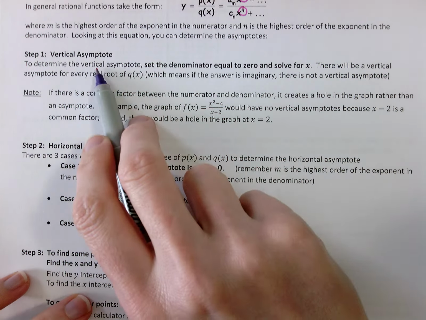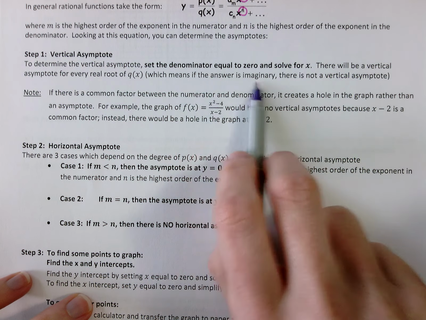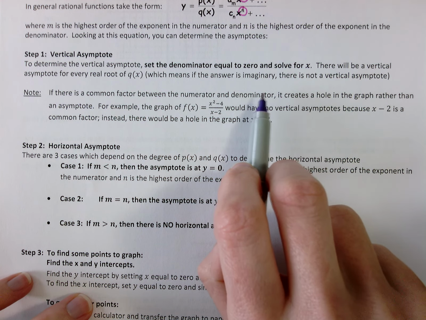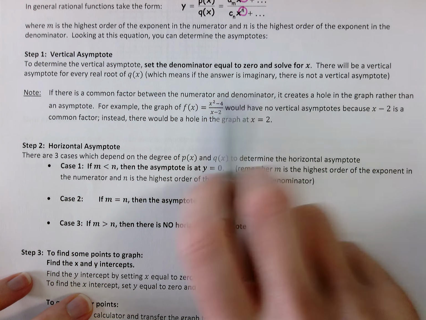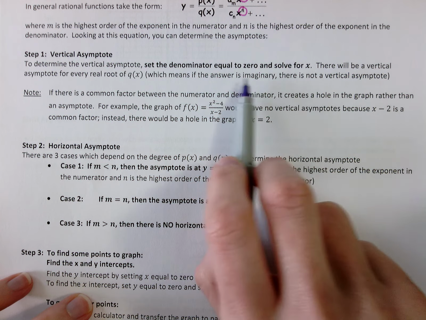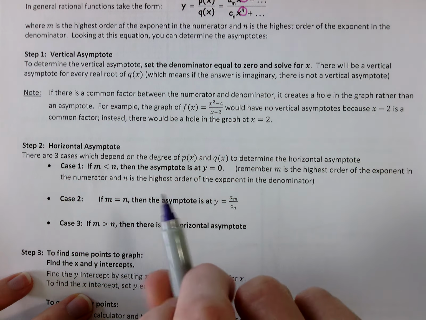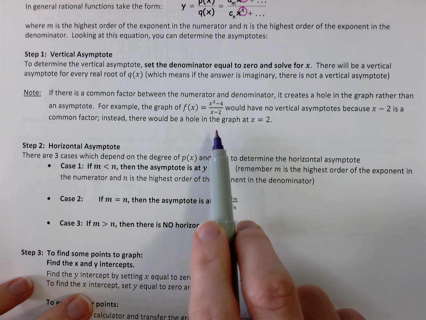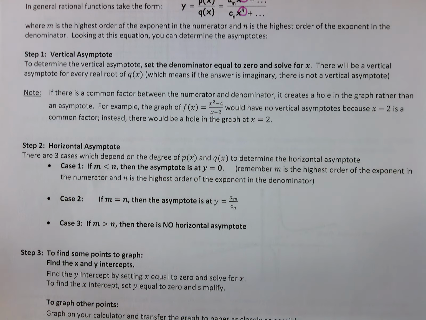Our vertical asymptotes, this is the same as it was with the level 2 ones. Set your denominator equal to 0 and solve for x, and you're going to have a vertical asymptote wherever that is. Quick reminder about the common factor thing that we talked about in the last class. If that happens, it wouldn't be an asymptote, it would be a hole. So that's thing number one.